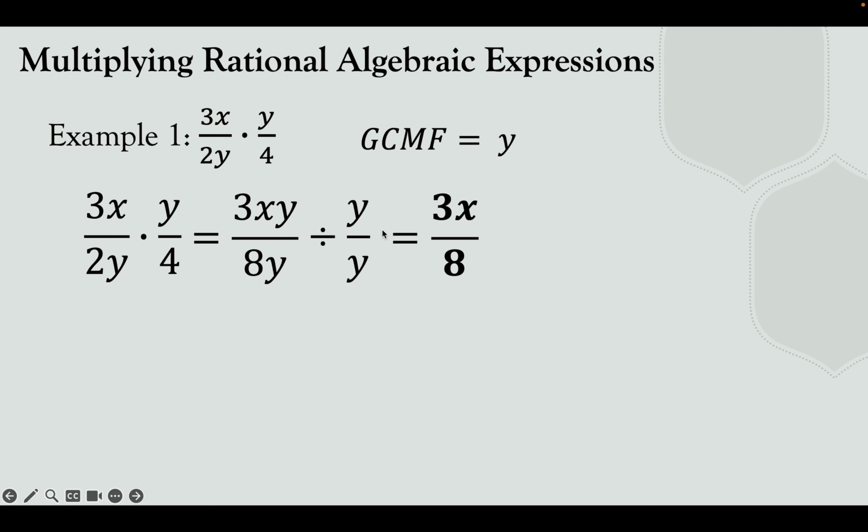You can find the GCMF and then divide it, or you can directly simplify it by canceling y here, and it's the same. You will get 3x over 8.